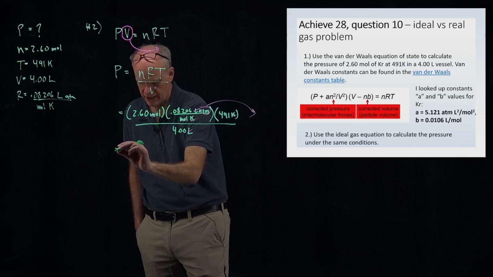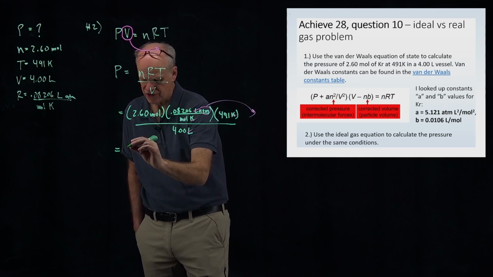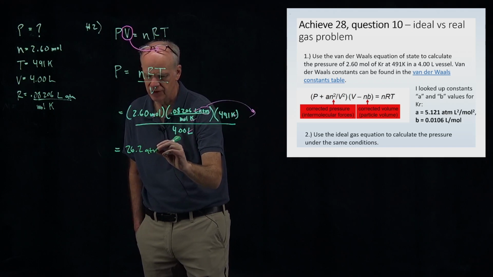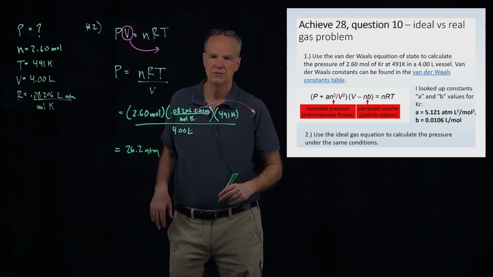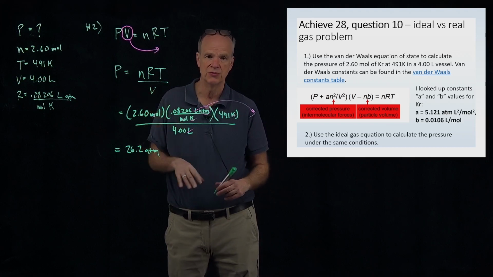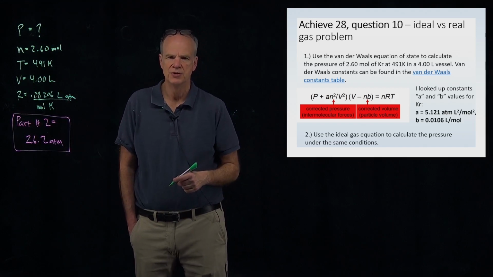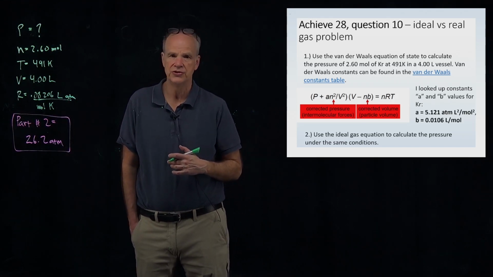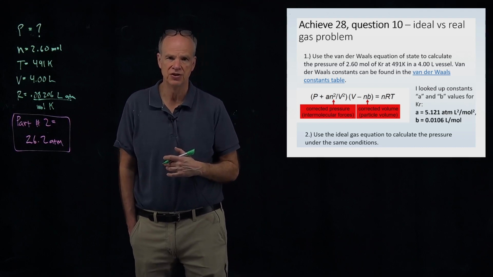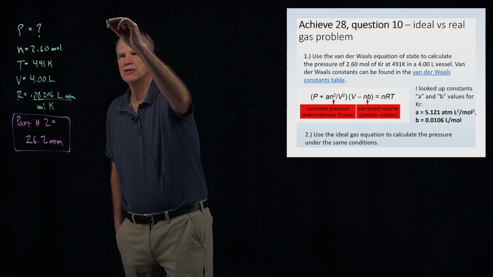And so when I did this earlier, the value I got, rounded to 3 significant figures, is 26.2 atmospheres. Okay, so I'm going to clean this up, and we're going to now do part 1, which is more difficult. Now we're going to find the pressure of this gas, but we're not going to use the ideal gas equation. We're going to use a more complicated equation, which is the van der Waals equation, which I have there on the slide. So this is an answer to part 1.